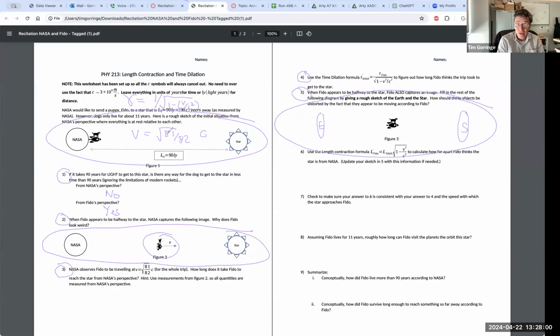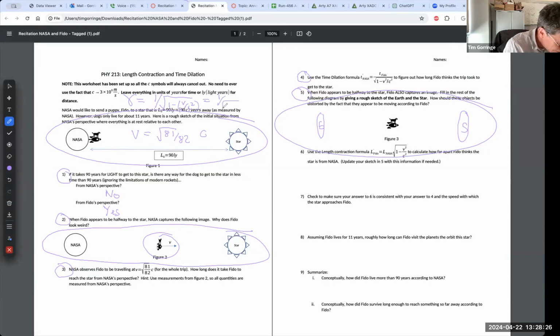If v squared over c squared is 81 over 82, think of the 1 as 82 over 82, less 81 over 82. This quantity inside the square root is going to be 1 over 82. So we can rewrite this as 1 over the square root of 1 over 82, and 1 over the square root of 1 over 82 is actually just the square root of 82. And the square root of 82, I already figured it out. It was 9.055. And so that's the gamma factor.